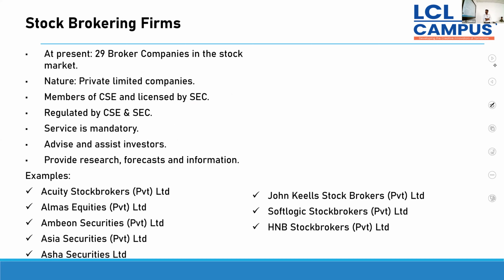At present, how many stockbrokers are there? 29 brokering companies, sorry, 29. Those are private limited companies and also members of the Colombo Stock Exchange, and they should get a license under the Securities Exchange Commission, and be regulated by CSE and SEC, Colombo Stock Exchange and Securities Exchange Commission.